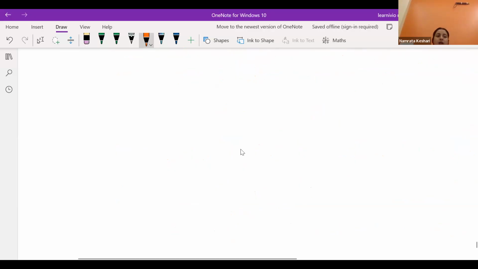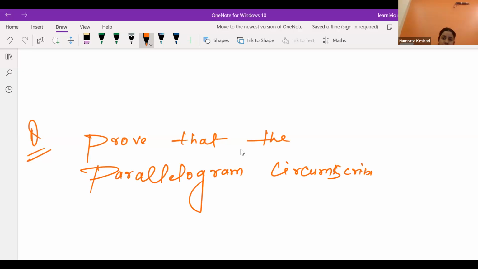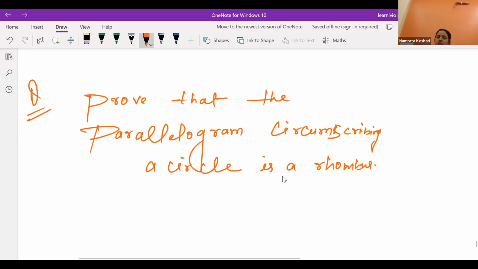Now this one you will tell me how to do. Prove that the parallelogram circumscribing a circle is a rhombus. The figure is not given, but it's fine.